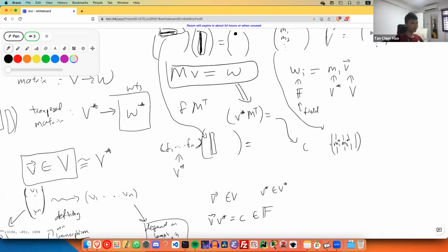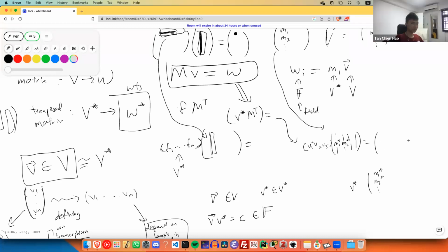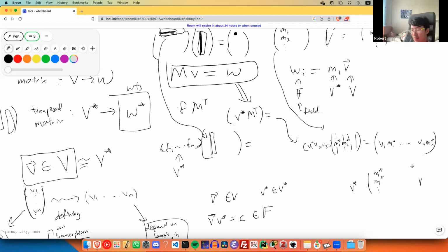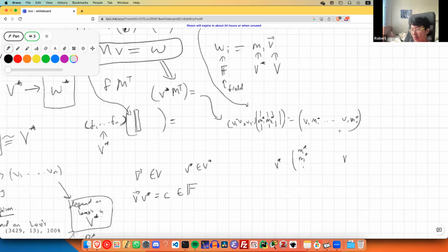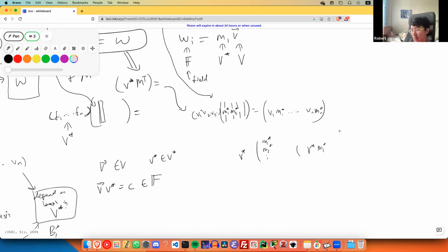Then your V star is now V1, V2, V3, and so on. So this is V star, and this is now a row vector. V1 M1 star, and so on to Vn Mn star. So like V star.